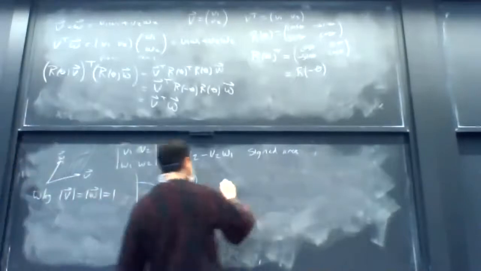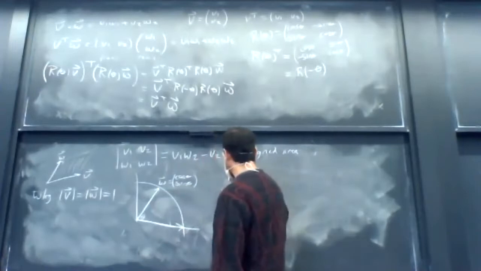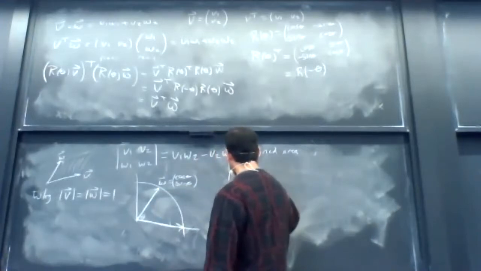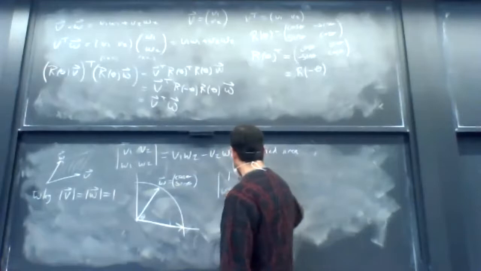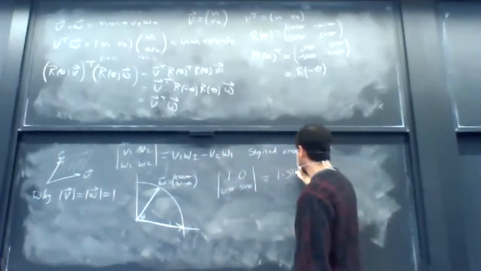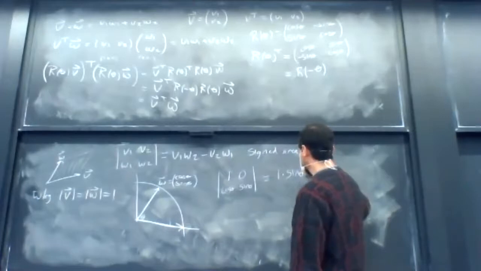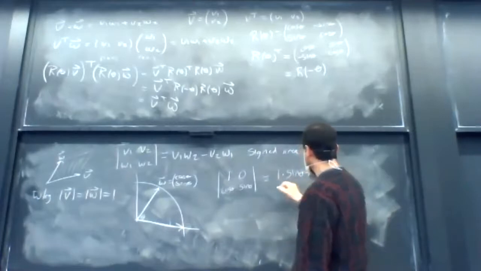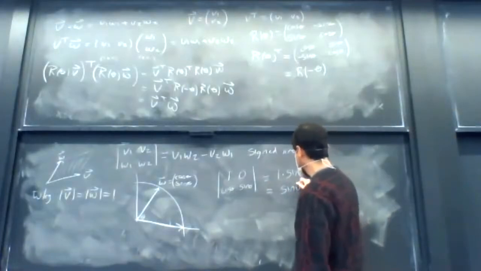And so if we calculate the area, it's 1, 0, cosine theta, sine of theta. So according to the determinant formula, it's 1 times sine of theta plus 0 times cosine of theta, or sine of theta.